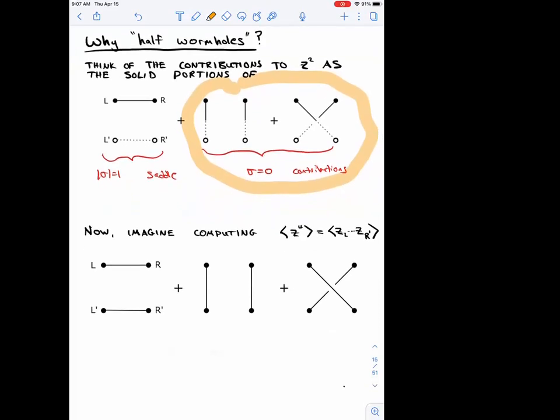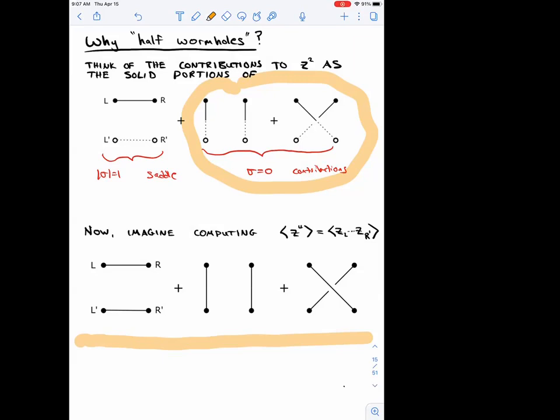Now, suppose you take this formula for z squared and compute the average of the square of that. That is the average of z to the fourth. Now, that is given by these three kind of Wick contraction diagrams. The first one is just the square of the self-averaging wormhole contribution. And the second two, the second and the third, are the averages of the squares of these half wormhole contributions.